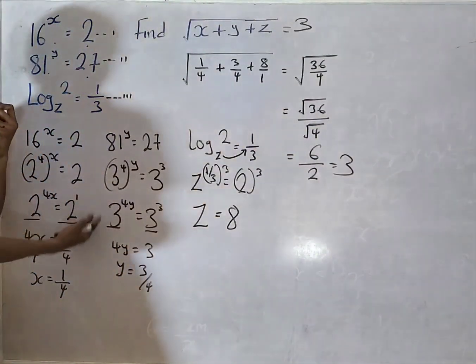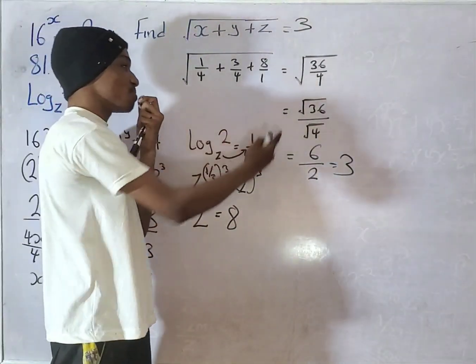Here we make use of indices, we make use of logarithm, and also we make use of surds.